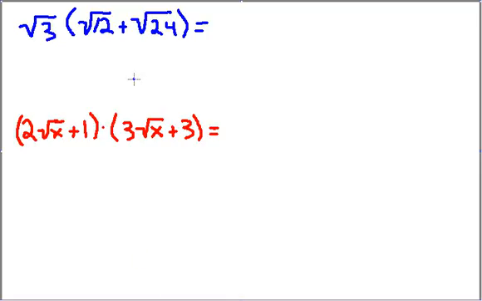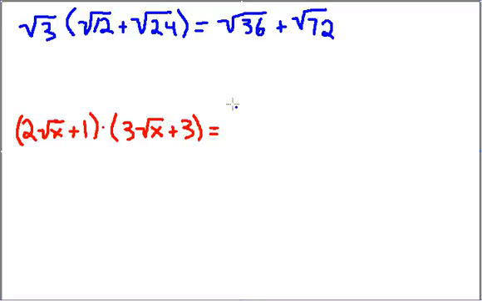Let's take a look at another problem here. Here we have radical 3 being multiplied by the expression radical 12 plus radical 24. Let's go ahead and use our distributive property and distribute this through. We're going to take the radical 3 times the radical 12. That's the same thing as taking 3 times 12 and sticking that inside the radical sign. 3 times 12 is 36. So radical 3 times radical 12 is radical 36. Next, we're going to be adding to it radical 3 times radical 24. 3 times 24 is 72. So the square root of 3 times the square root of 24 is the same thing as the square root of 72.